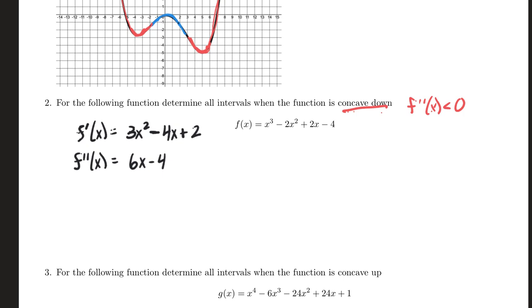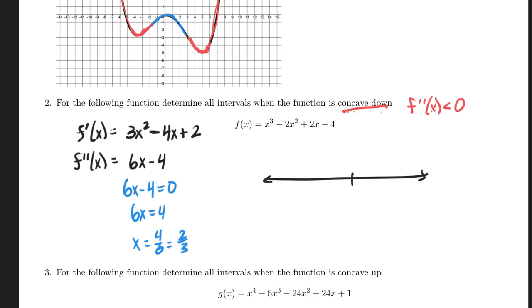And now we're doing the same sign chart thing, so the next thing is to set it equal to 0. We only get one possible 0 here, so we're going to put that one thing on our number line, 2/3. Put a test point on the left and a test point on the right. We care whether the second derivative is positive or negative, so I'm going to plug these test points into the second derivative. If I plug in 0, I get a negative number out. Plug in 1, I get a positive number out. So I'm concave down when the second derivative is negative, which is from negative infinity up to 2/3.